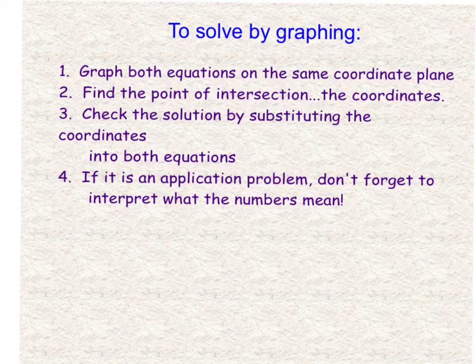So here are the steps to solving a system by graphing. First, you need to graph both equations on the same coordinate plane. This is important. So you will be doing y equals mx plus b, plotting that y-intercept, using the slope to get to other points. Accuracy is extremely important because then the next step is finding the point of intersection, so the coordinates where the two lines meet. And then of course checking by substituting it back in. Don't forget if it's an application problem, and you're not going to have many today, you have to interpret what the numbers mean.